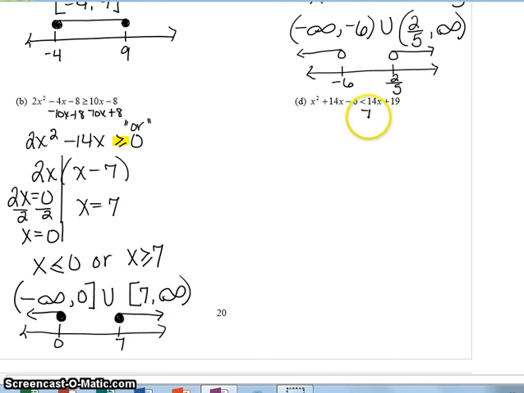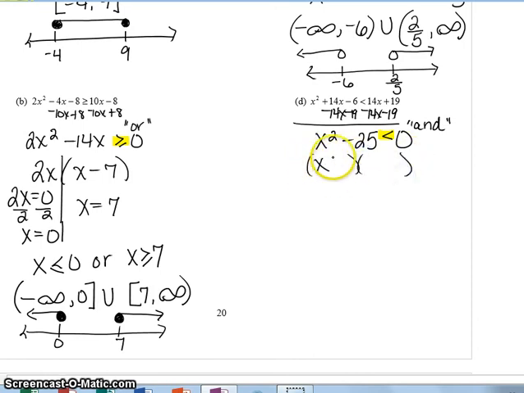Last one here, I'm going to minus 14x, minus 14x, minus 19, minus 19. So I'm going to get x squared minus 25 is less than 0. And paying attention to it being less than 0, okay, that's an and, that's a conjunction, so they're connected. Okay, so think conjunction, connected, C-O-N; disjunction, disconnected, D-I-S. All right, that's a difference of perfect squares, so I'm going to factor that. I'm going to get x plus 5, x minus 5.